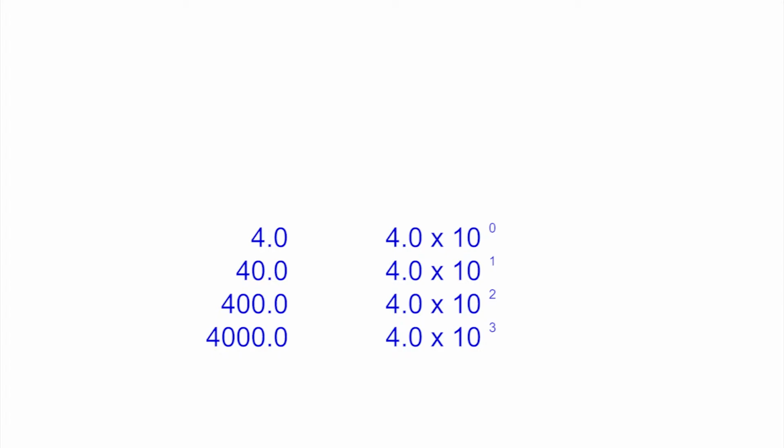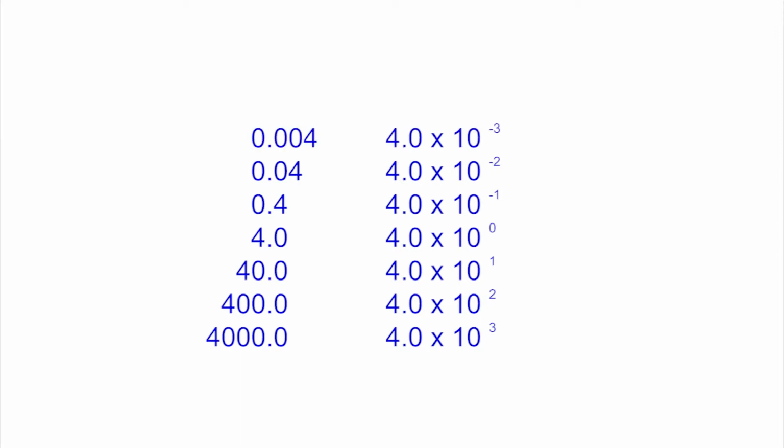Working back the other way, 0.4 is 4.0 times 10 to the minus 1. 0.04 is 4.0 times 10 to the minus 2. 0.004 is 4.0 times 10 to the minus 3. And 0.0004 is 4.0 times 10 to the minus 4. Now this may appear to be unnecessarily complex, but stay with it. It does have advantages, as we will see soon.